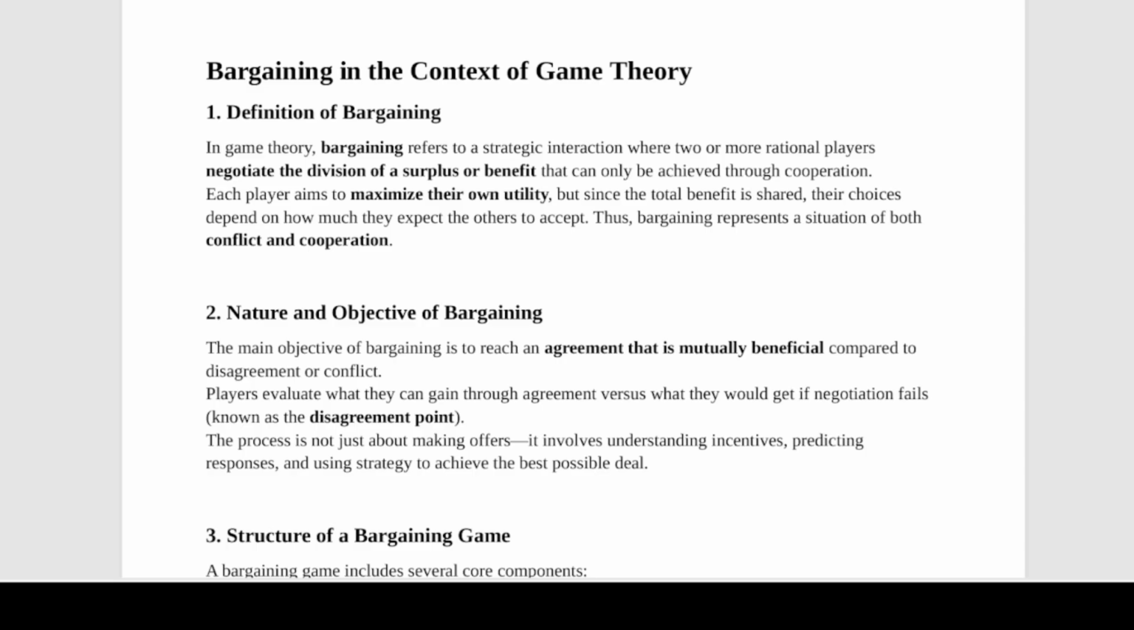Okay? So it includes, what will it include? Cooperation to get the benefit for both, and it will also include conflict about how to divide the benefit, right? Okay?